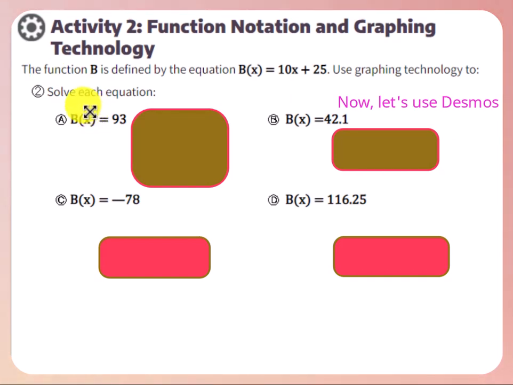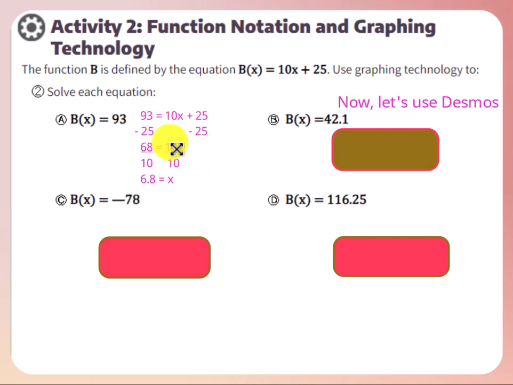All right, now we're given b of x, so we're given the answer. So we're going to replace 93 with b of x and solve for x. Pause the video. Okay, replace each of these, b of x, replace it with the answer, and then solve for x.